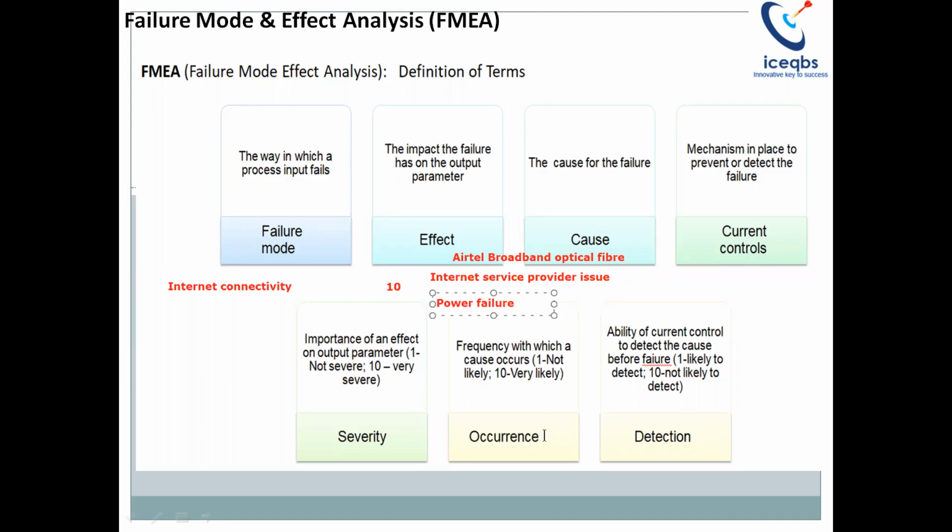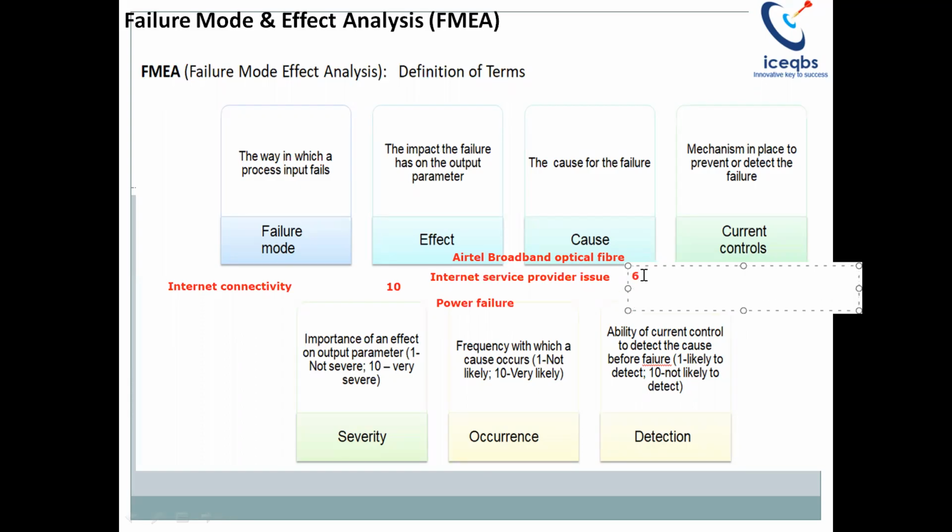And then I'll have to give an occurrence rating depending upon the frequency with which the cause occurs. So if this particular cause is happening very frequently, maybe every day, then I may give a rating of 10. But if it is going to happen maybe once in 3 months or something like that, then I may give a rating of 1. So in my place, this type of internet service provider issue should happen maybe once in a week or something like that, which is moderate. So I can give a rating of 6 as an occurrence rating.